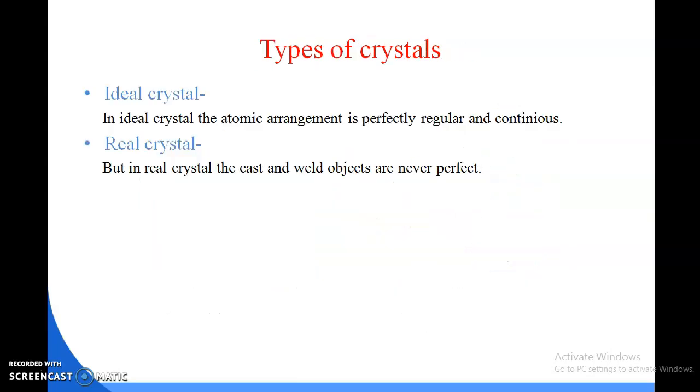So here are the types of crystals. First is the ideal crystal and the next one is the real crystal. Crystals are categorized into two types. One is ideal and the next one is real.